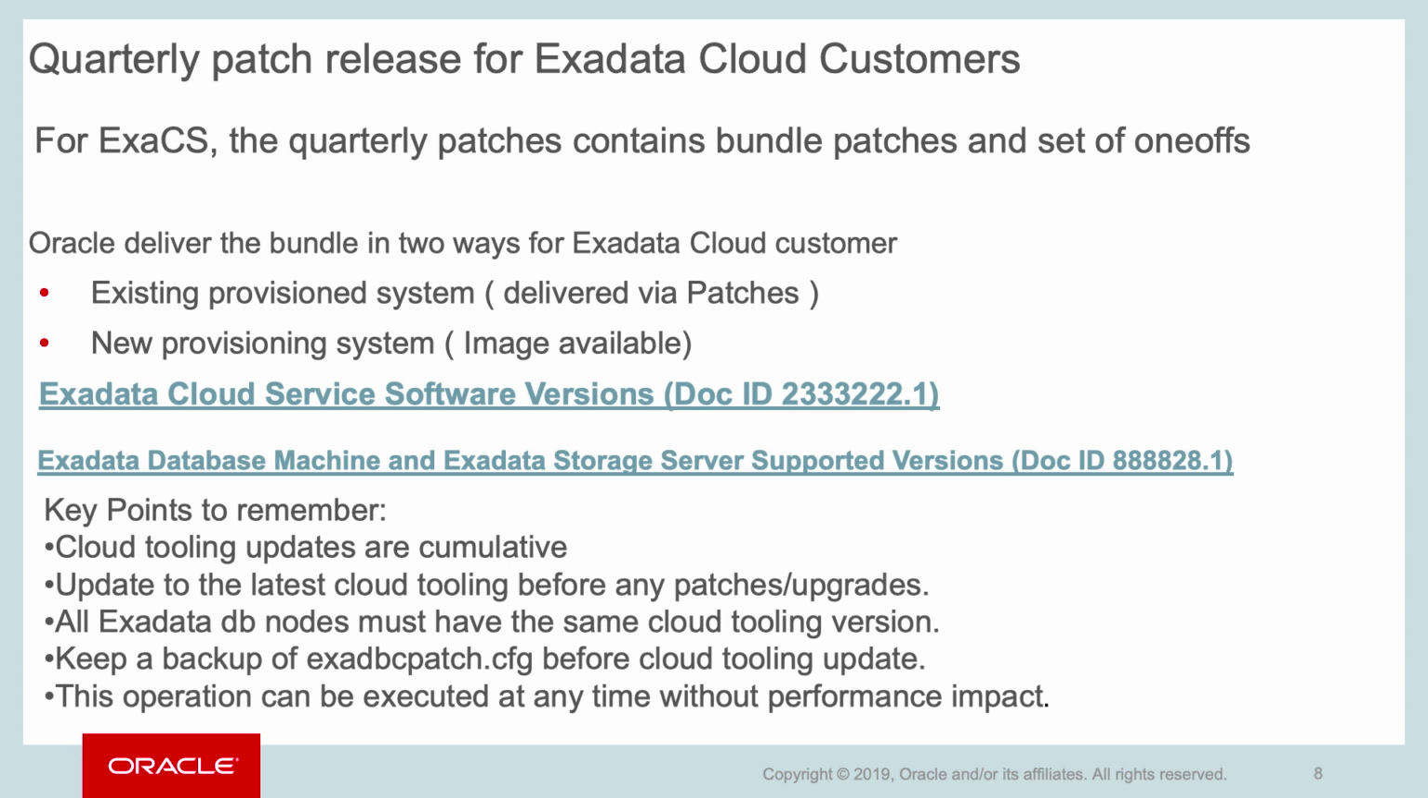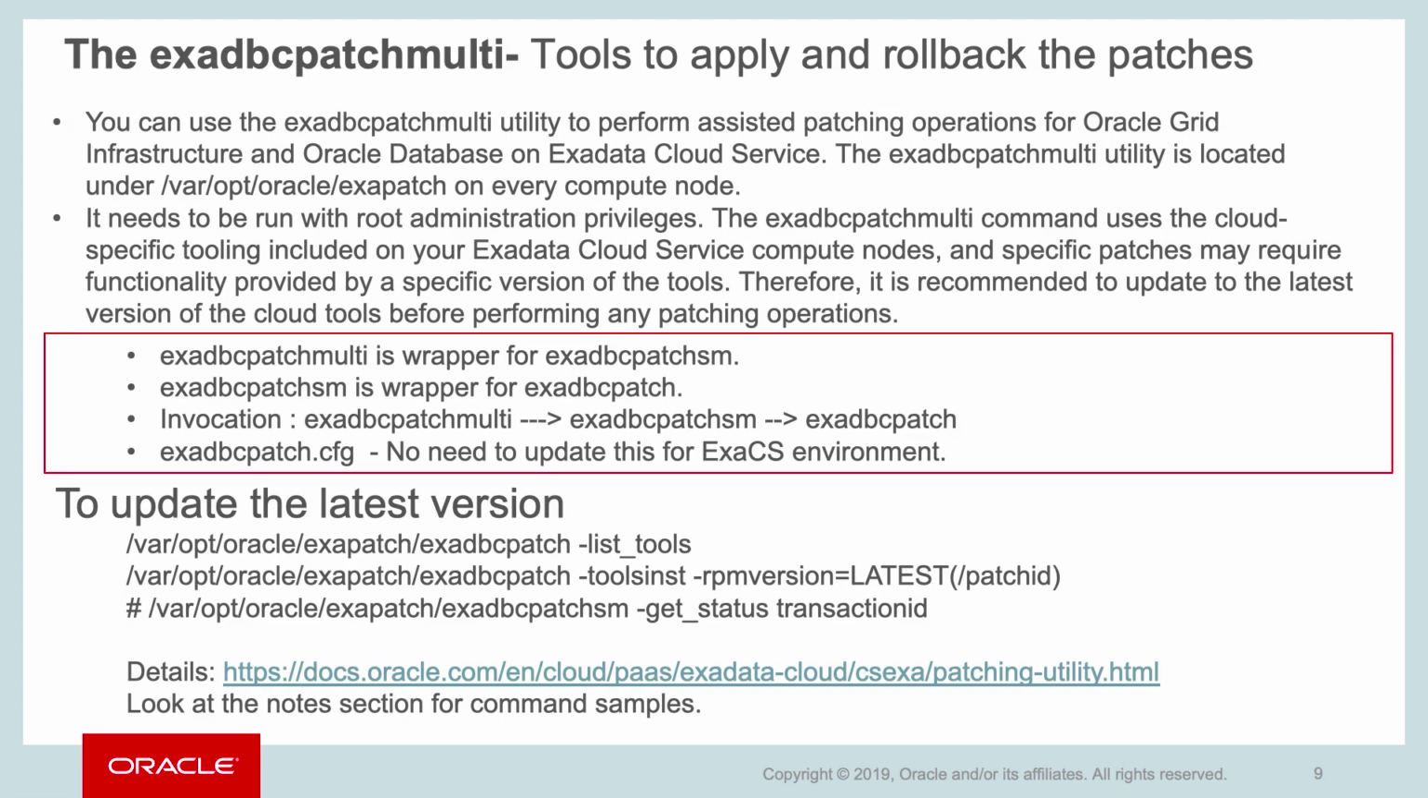Oracle delivers the patch bundle in two ways for Exadata Cloud customers. One is through the existing provisioning system, which is delivered via patches, and Oracle also provides the new provisioning system, meaning new images are available, which is also highlighted under the MOS ID 2.3.3.2.1. So what is behind the patching?